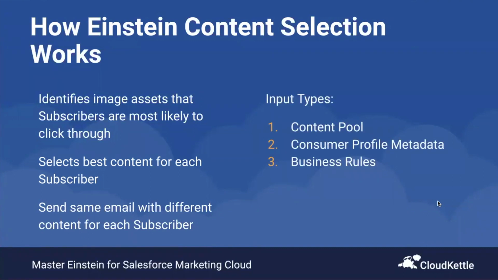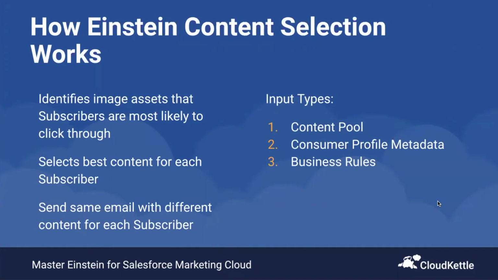Now, there are 3 different input types used by ECS. Firstly, a content pool with all the metadata. Secondly, consumer profile metadata. And thirdly, some simple business rules. The marketers decide what attributes or metadata are required for assets that are uploaded to the content pool. This could be attributes like activity, product category, and more.